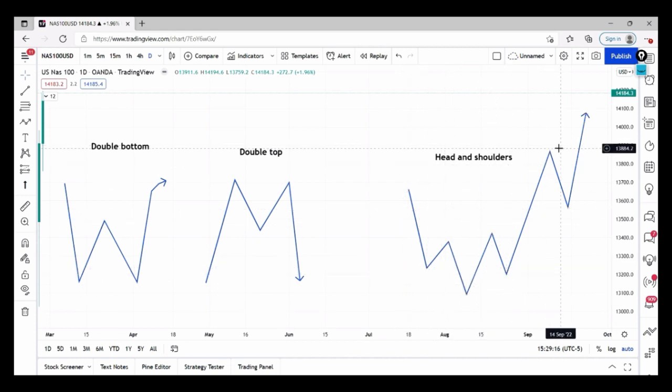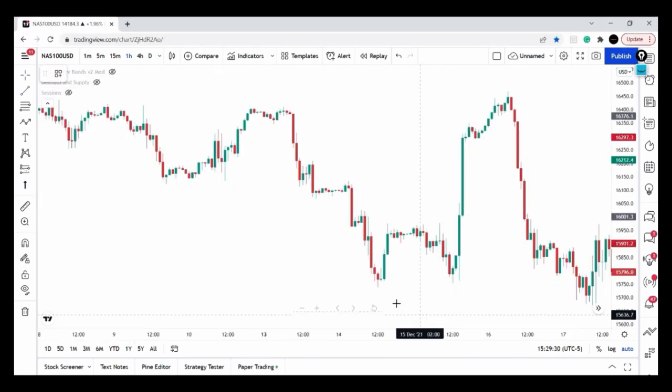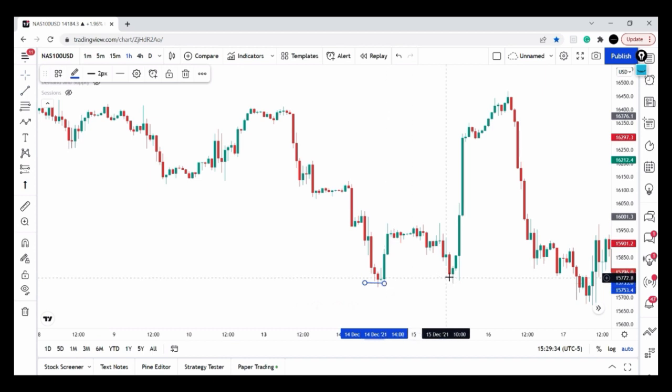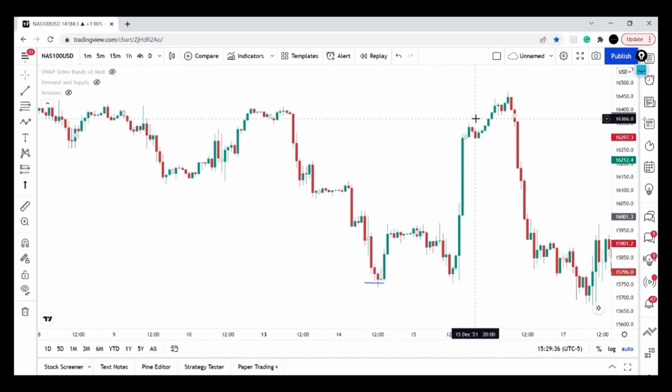So let me show you guys some real life examples. So right here, guys, we have a nice double bottom right here. We got one bottom right here, okay, and another bottom right here, and the market just shot up. Okay, the way you can get in is you can probably get in right around this bottom right here, depending on, we have some support, and you can probably put your stop loss below this level right here and look for your profits.